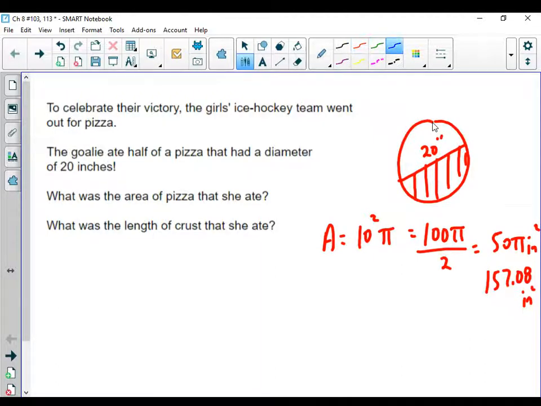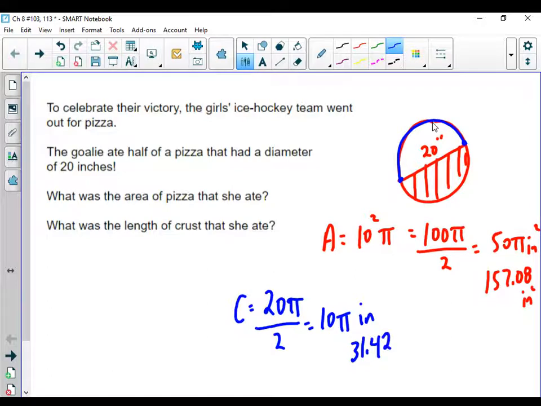Then for the length of the crust, well, the length of the crust would be essentially half the circumference. So circumference we know is pi times diameter. But she ate half of it. And so the length of the crust would have been 10 pi inches, or if you multiplied it out, 31.42 inches. Okay, so those two weren't too bad. And like I said, for the most part, we did a good job on those two things.